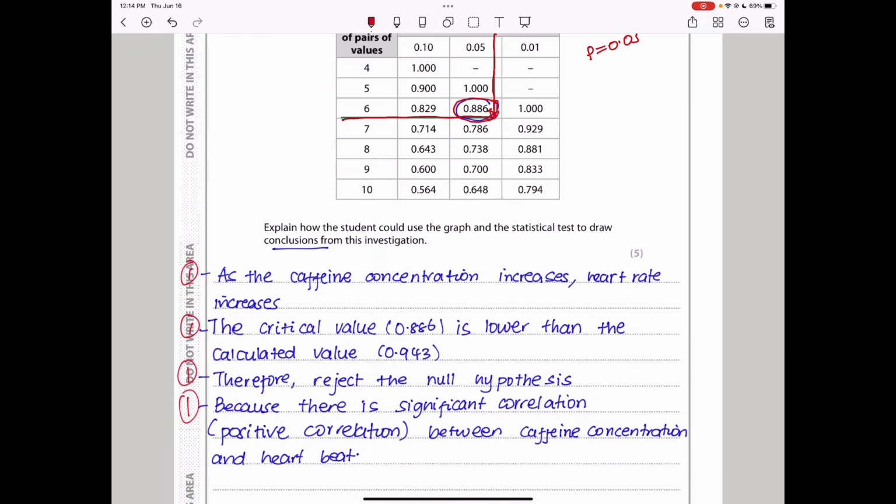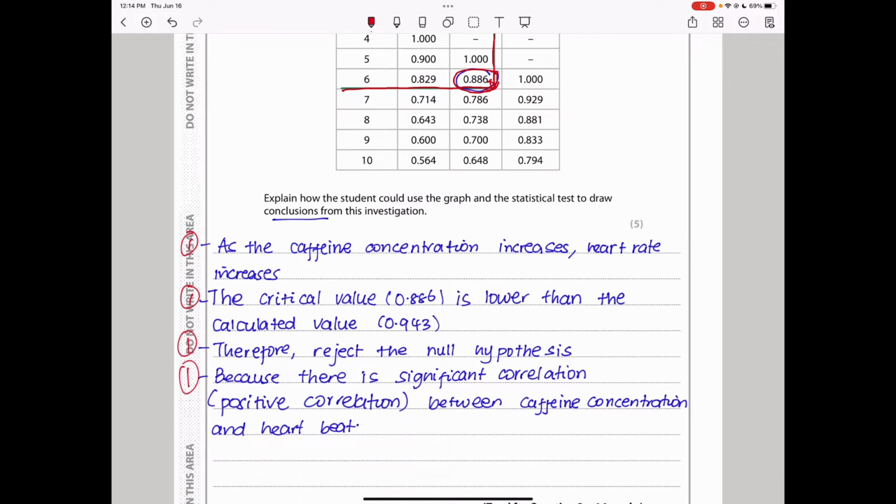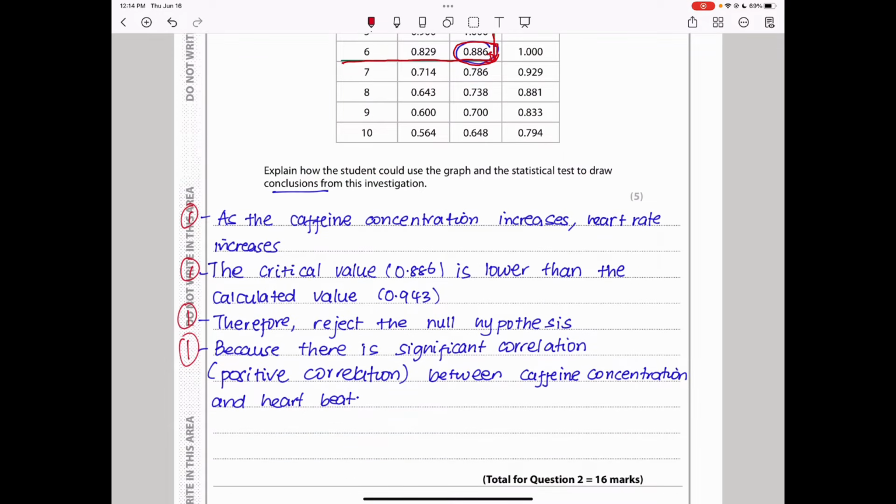The next question says explain how the student could use the graph and the statistical test to draw conclusions from this investigation. Here we have to look at the critical value we have got, as well as the calculated value, and then we make a conclusion. So I say, as the caffeine concentration increases, the heart rate increases. This is from the graph. From the graph, that is the evidence we saw.